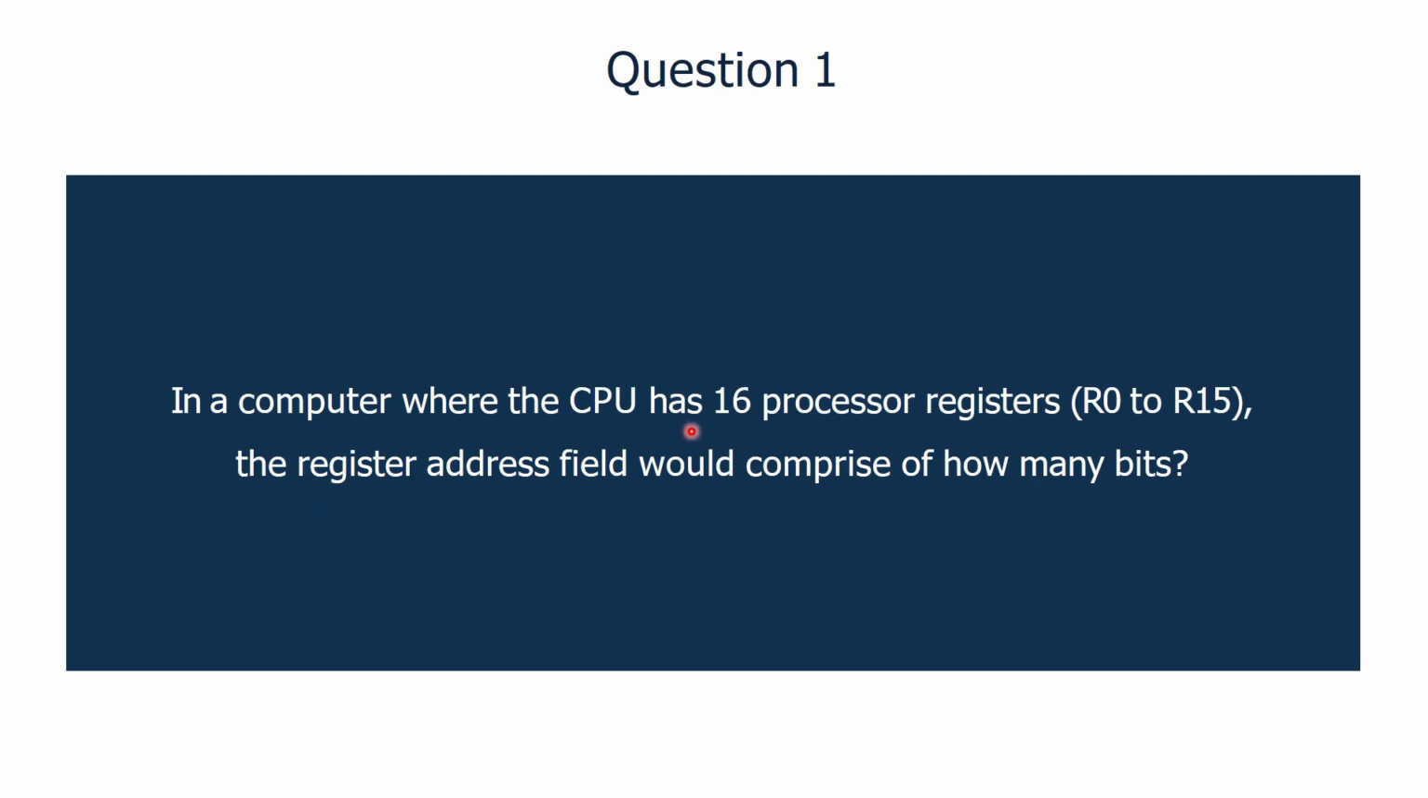In a computer where the CPU has 16 processor registers, R0 to R15, the register address field would comprise how many bits? There are 16 processor registers, so these will be denoted by 4 bits. Those 4 bits will be 0000 to 1111. So the whole range of registers 0 to 15 will be denoted by these 4 bits each. If all the bits are 0, it means R0 is selected. If all bits are 1, it means R15 is selected.